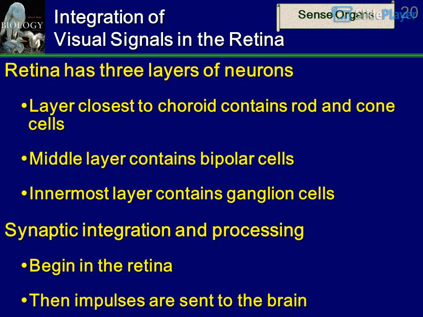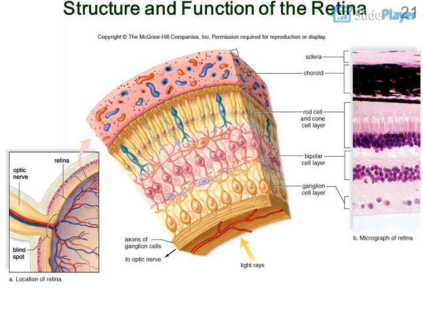Integration of visual signals in the retina. The retina has three layers of neurons. The layer closest to the choroid contains rod and cone cells. The middle layer contains bipolar cells. The innermost layer contains ganglion cells. Synaptic integration and processing begin in the retina. Then impulses are sent to the brain. Structure and function of the retina.